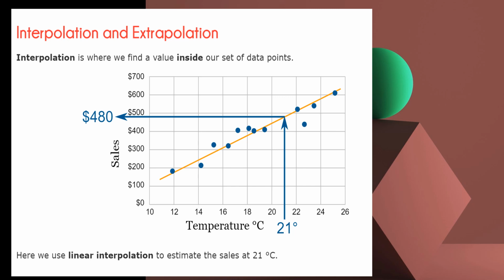For example, in this screen, we have values plotted, the temperature and the sales. But if you do not have data for 21 degrees, you can approximate the sales for that temperature. So if you take the line drawn as the trend line, then the approximate value 480 can be obtained for a value in between the given data. So it is called an interpolation.